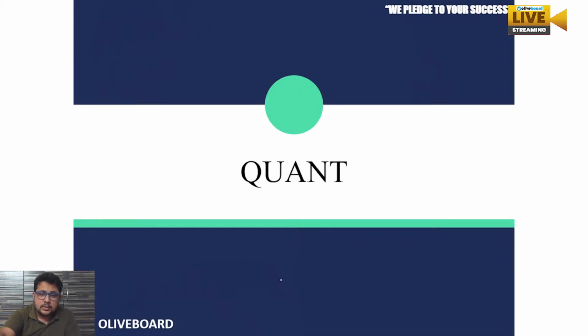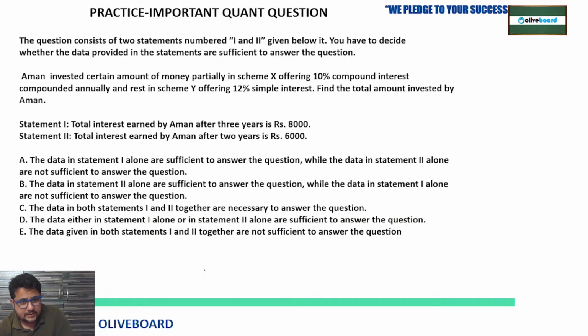So let's start. Our first question of today's session. The question consists of two statements, numbered one and two. You have to decide whether the data provided in these statements is sufficient to answer the question or not. So it is based on data sufficiency. What is given? Aman invested a certain amount of money partially in scheme X, offering 10% compound interest compounded annually, and the rest in scheme Y, offering 12% simple interest. Find the total amount invested by Aman.